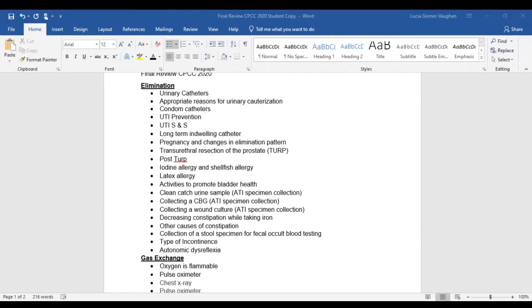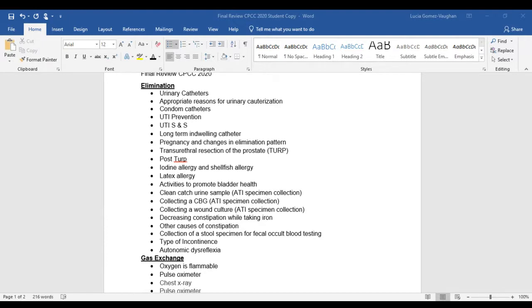Activities to promote bladder health. We want to ensure that our patient is adequately hydrated. We want to encourage them to empty their bladder with the first urge and empty it completely. Maintain a normal body mass index. Refrain from smoking. Minimize caffeinated beverages. And have regular patterns of elimination.